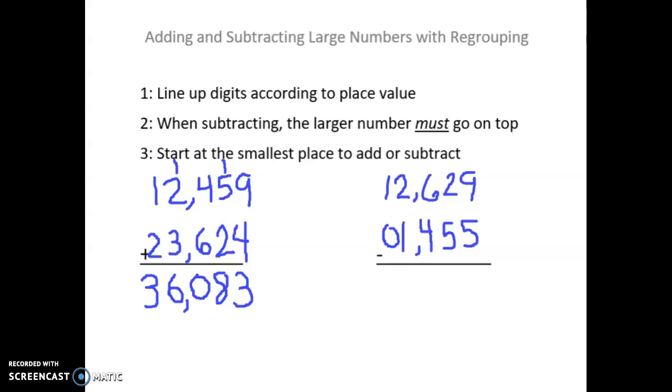So just like we did for addition, we're going to start at our smallest place. And this number, again, is the ones place. So I have 9 minus 5. Well, I know 9 minus 5 is 4.